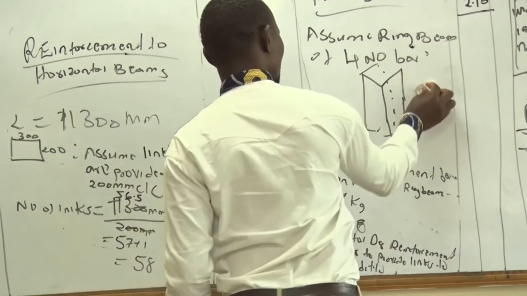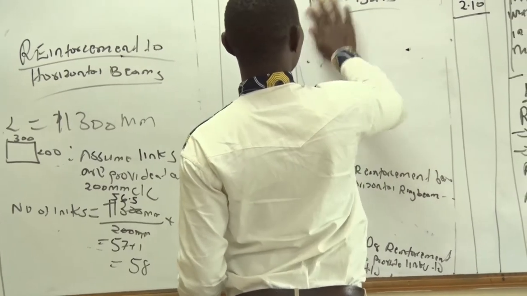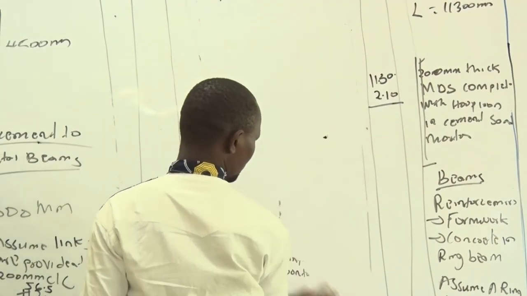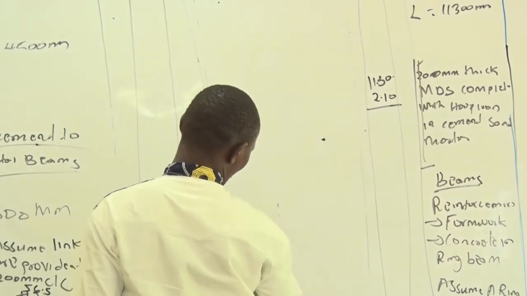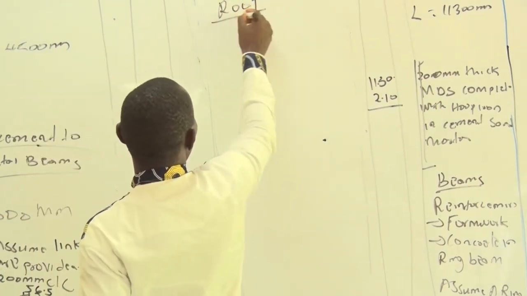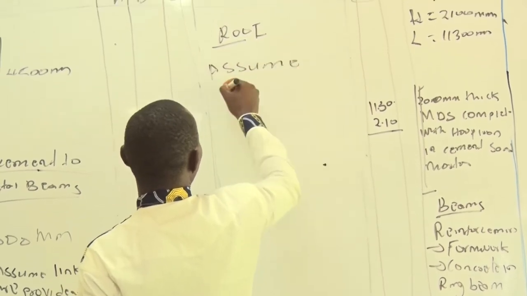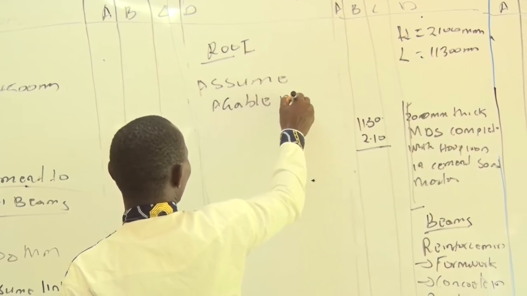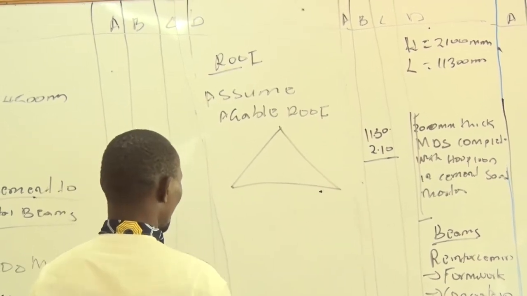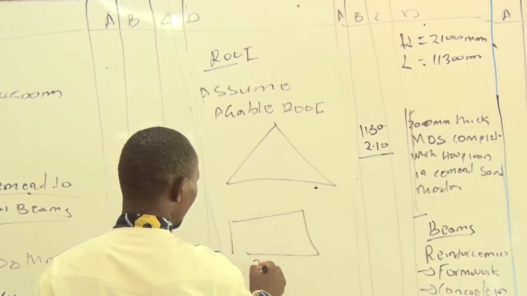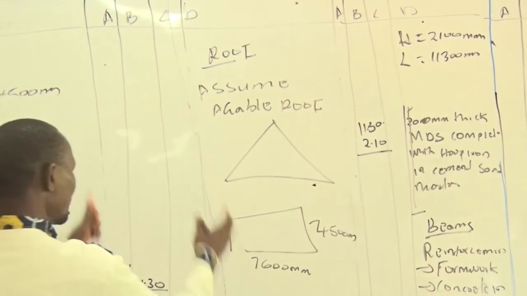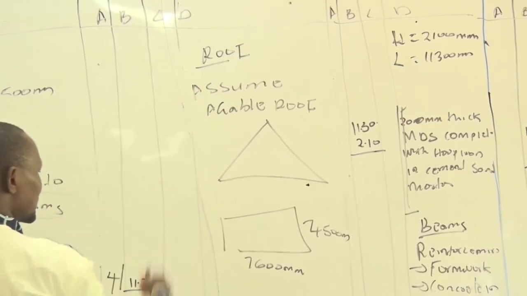The second one was roof. When you say on the roof, assume a gable roof. It means we'll have only the main trusses. If you look at the figure, we have been told we have 7600 millimeters and 4500 millimeters. So all our trusses will run along the shorter span of the room.